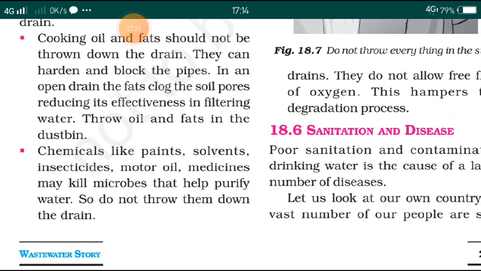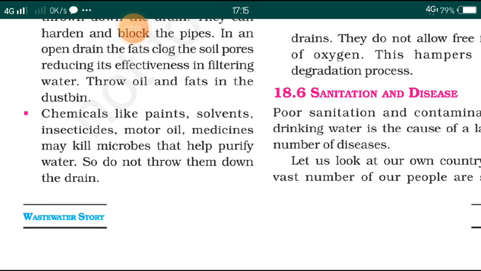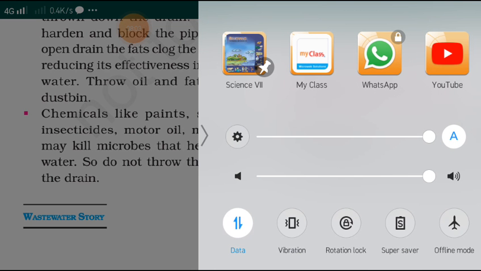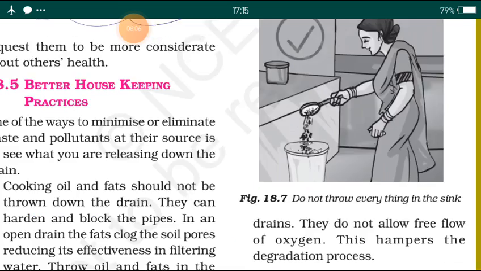In an open drain, the fats clog the soil pores, reducing its effectiveness in filtering water. Throw oil and fats in the dustbin. Chemicals like paints, solvents, insecticides, motor oil and medicines may kill microbes that help purify water. So, do not throw them down the drain.